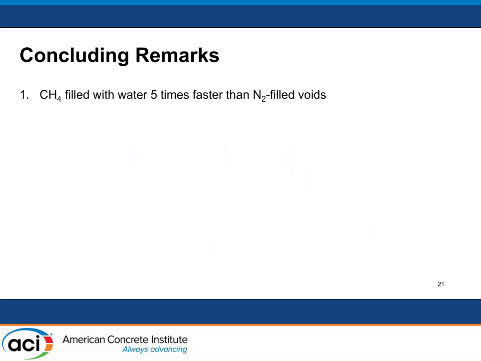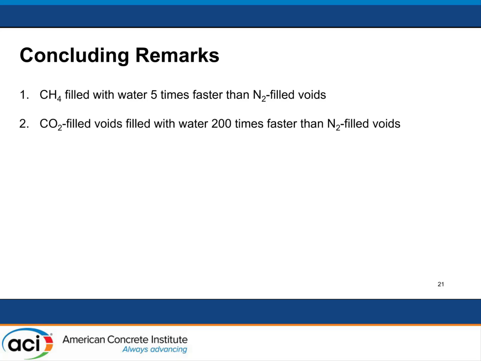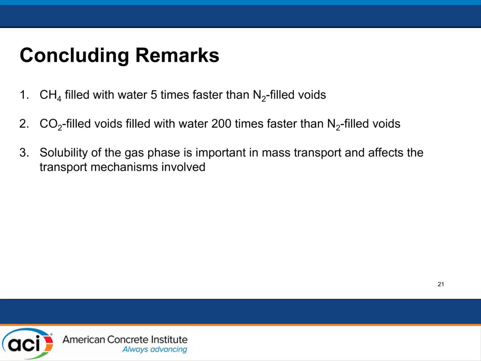And so the concluding remarks: the methane filled sample filled with water nearly 5 times faster than the nitrogen filled voids. The CO2 filled voids filled with water nearly 200 times faster than the nitrogen filled voids. And the basic takeaway here is that the solubility of the gas phase is important in mass transport and affects the transport mechanisms that are involved in these processes. And this has implications for the long-term safety of underground wells.